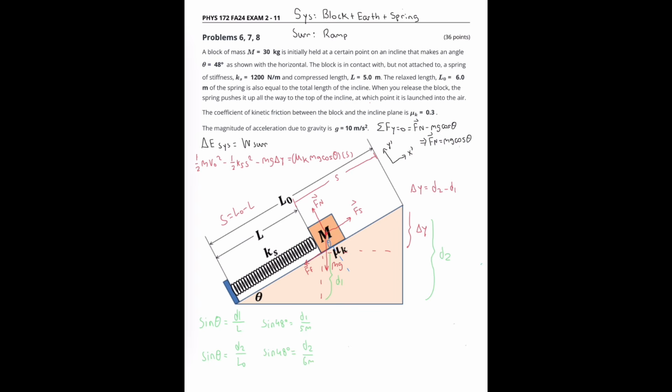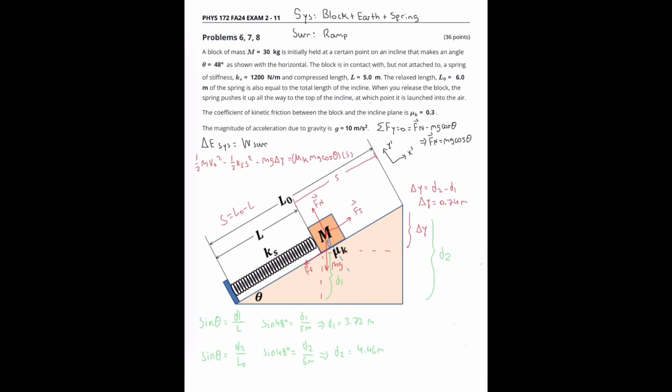So we can say d1 is equal to 3.72 meters, and d2 is equal to 4.46 meters. Therefore, we can say that our delta y value is equal to approximately 0.74 meters.